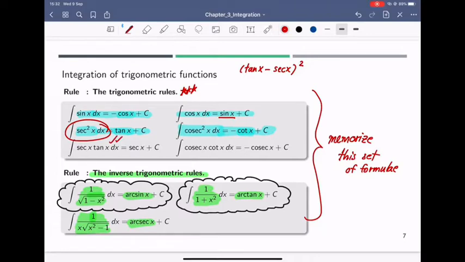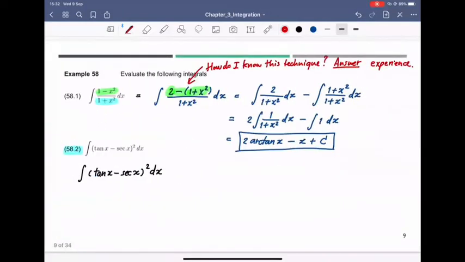Also the middle term after you expand, you're going to get secant and tangent multiplied together, which you know how to integrate as well, right? Because integrate secant tangent, you get secant. So for this reason, I am going to expand it. I get tan square x minus 2 times tan x secant x, and then plus secant square x dx.